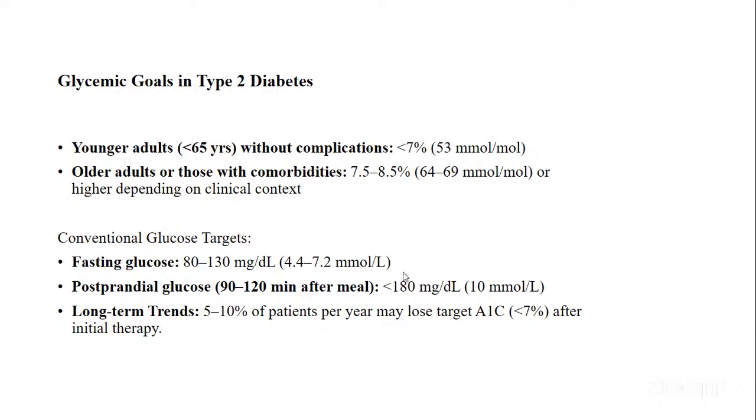And to achieve this hemoglobin A1C of less than 7%, our conventional glucose targets are a fasting glucose of 80 to 130, and a postprandial glucose 90 to 120 minutes after a meal of less than 180. But 5 to 10% of patients per year may lose this target after initial therapy.